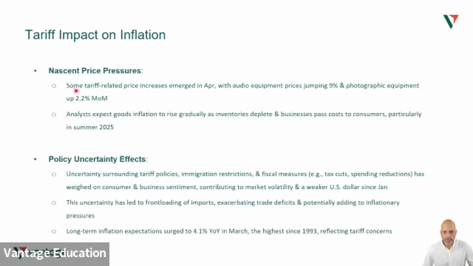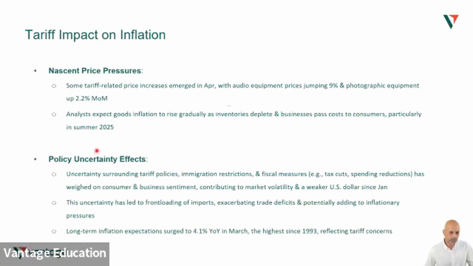The price pressure so far has been pretty nascent. Some tariff-related price increases emerged in April, with audio equipment jumping 9% and photographic equipment up 2.2% on a monthly basis. Many analysts expect goods inflation to rise gradually as inventories deplete and businesses pass costs to consumers, particularly in the summer of this year. Remember, a lot of businesses are continuing to sell pre-tariff inventories, but that could all change as these inventory levels get depleted.